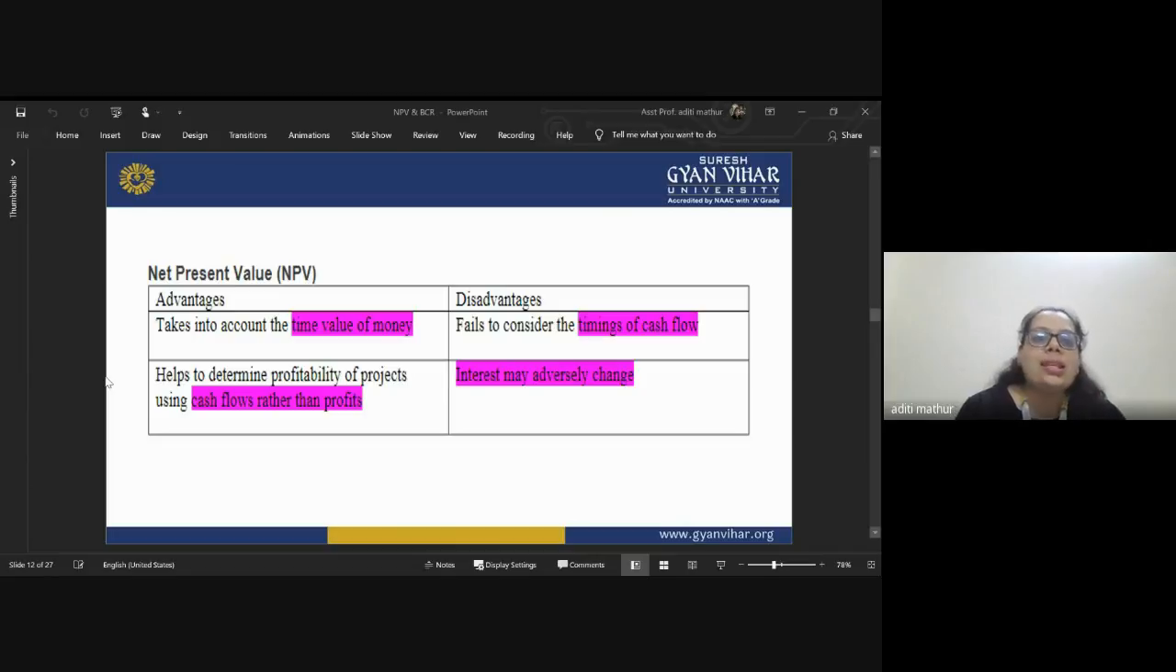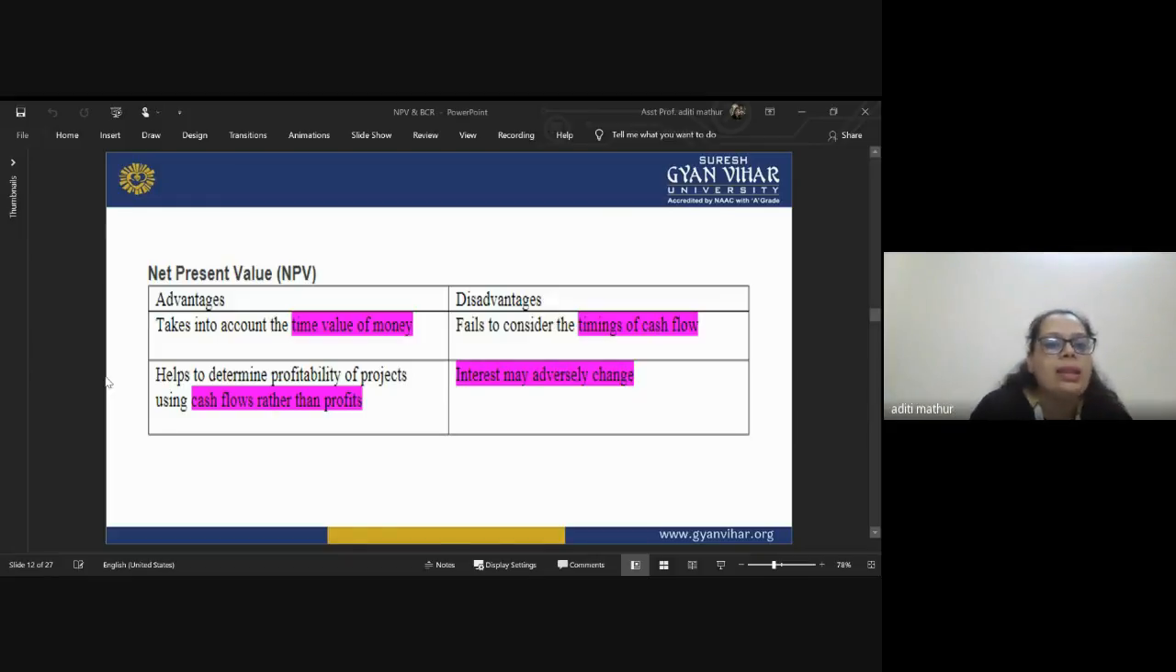Now let us discuss the advantages and disadvantages of your NPV method. The first advantage is that it takes into account the time value of money concept. That is why we discount all the future inflows to the present value. Why are we doing so? Because we should always remember that money worth today is not equal to money worth tomorrow or in the future. It will always differ. So how can you compare when your timeline is not the same? You need a common base so that you can have more accurate decision making.